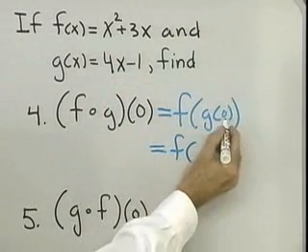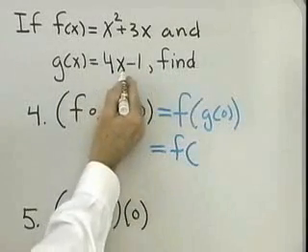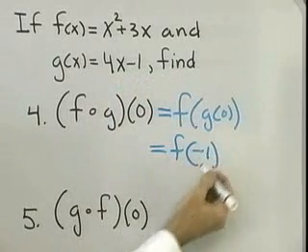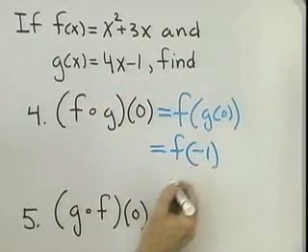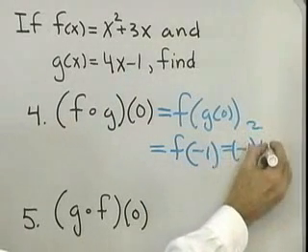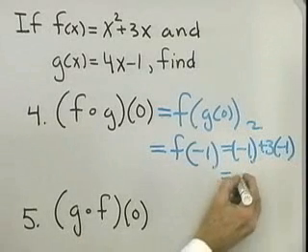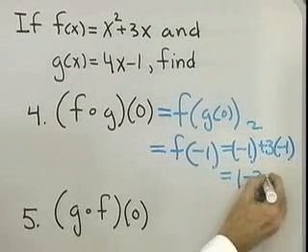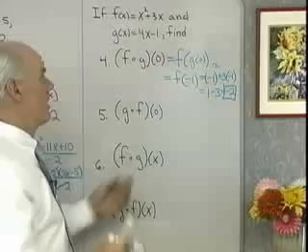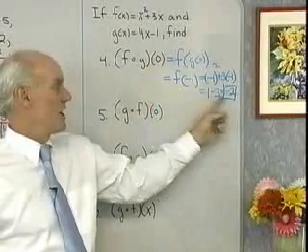When I substitute in 0 for x in the formula for g, I get 4 times 0, which is 0, minus 1, which is minus 1. So g of 0 is minus 1. Now I'll find f of that. That's going to be minus 1 squared plus 3 times negative 1. So that will be 1 minus 3, which is going to be negative 2. So the composition of f and g of 0 turns out to be negative 2.